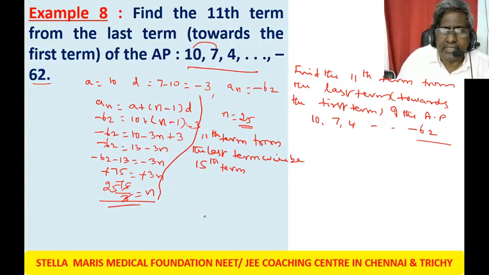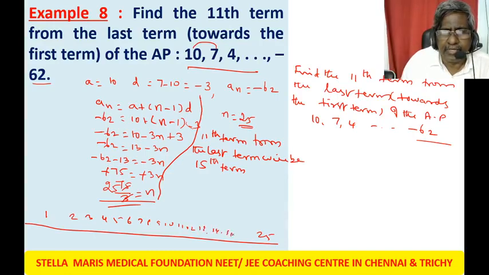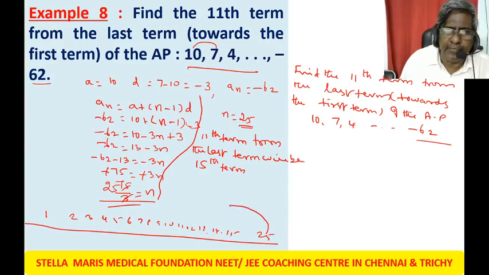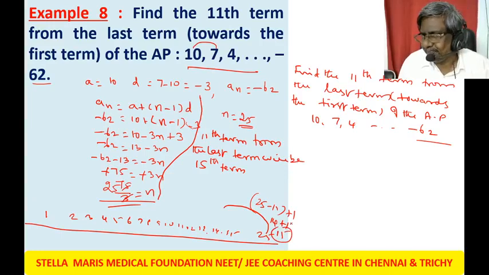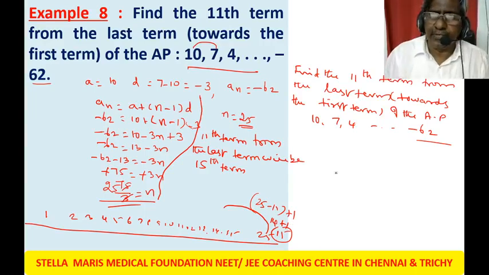You know why 15? See, imagine totally 25 terms are there. So first term, second term, third term, fourth term, 5, 6, 7, 8, 9, 10, 11, 12, 13, 14, 15, like that. So the last term is 25. So 25 minus 11 will come 14. It will be last term 25 minus 11 plus 1 will be the answer. So 14 plus 1, that is the 15th term you want to find out. Now understood this? So we will find out the 15th term.